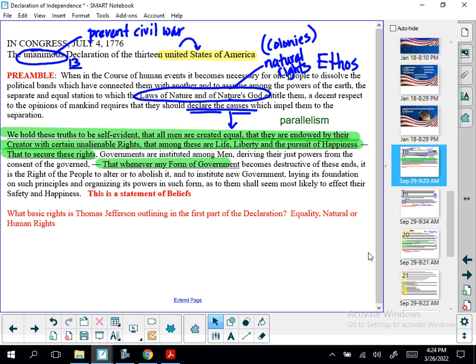Okay? So this is the statement of beliefs. If you remember, when we were looking at the breakup letters, there was the preamble, the statement of beliefs, and then they go into the grievances. So I want you to stop for a moment and talk at your tables. Is he talking about equal rights, natural rights, or human rights?